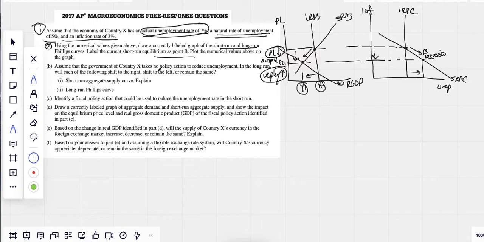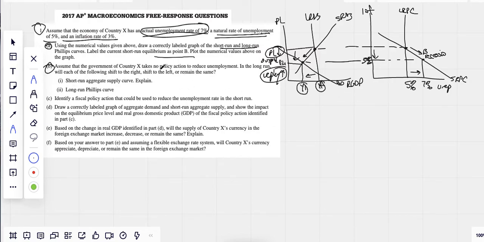Easy enough. Oh, and they want us to put the numbers on here. Okay, that's fine. 7% is our actual rate of unemployment. Natural rate is 5%. And then inflation is 3%. I think that's right. All right.